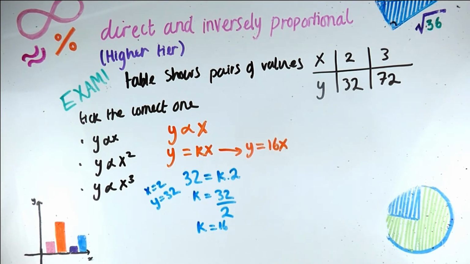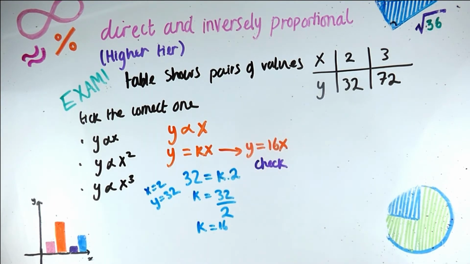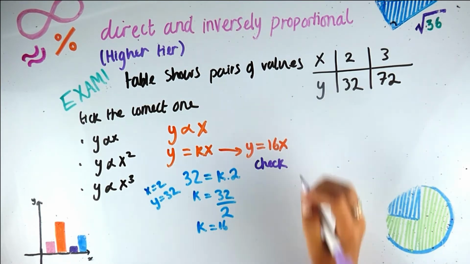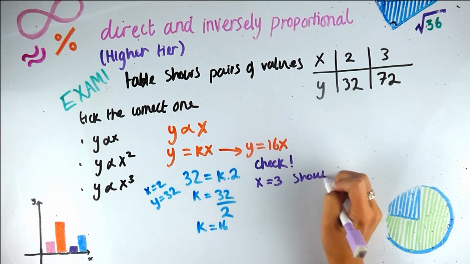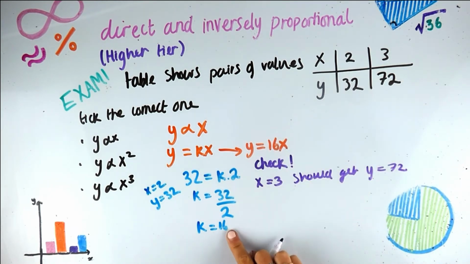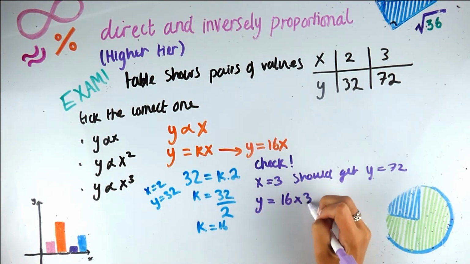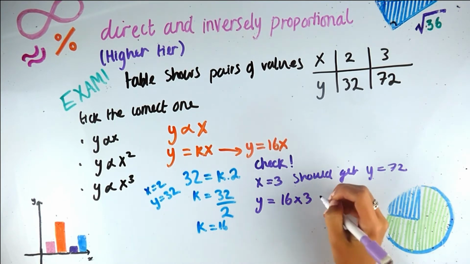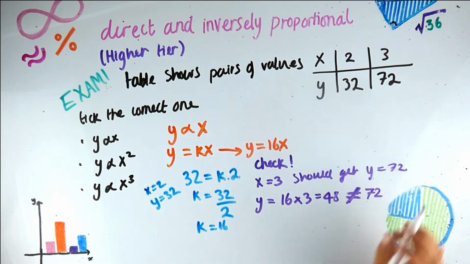Now, because we've got another value, we can check this work. If the value is proportional, k should work for every single set of data. So let's check. From these, let's substitute x equals 3, and we should get y equal to 72. So whatever value of k we worked out, it should work for all values. So y equals 16 multiplied by 3. So what is 16 times 3? That is 48, which is not equal to 72, so therefore this cannot be. So we're going to have to go and try the next one and see if that can be.